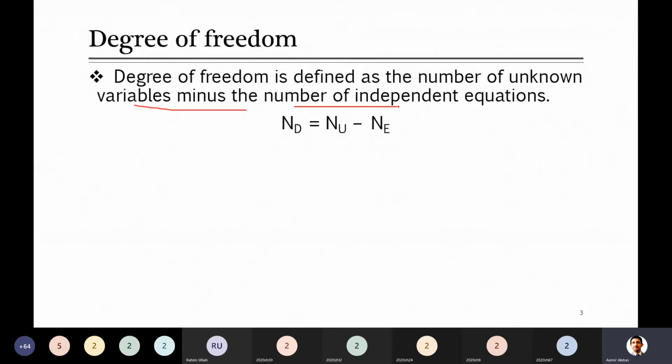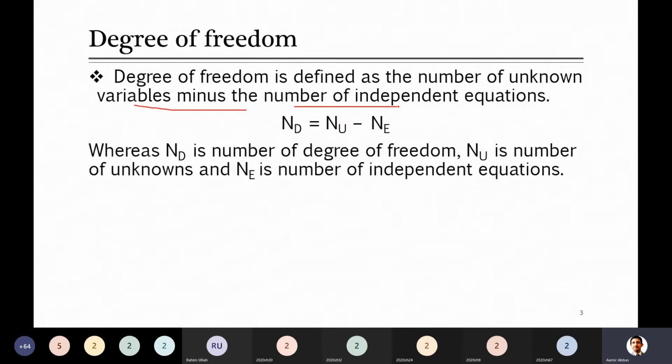So how do you write it? You write ND, number of degree of freedom, which is equal to number of unknowns minus number of equations. ND stands for number of degree of freedom, N is always for number, U is for unknown, and E is for equation. So the difference between unknowns and equations is called degree of freedom.